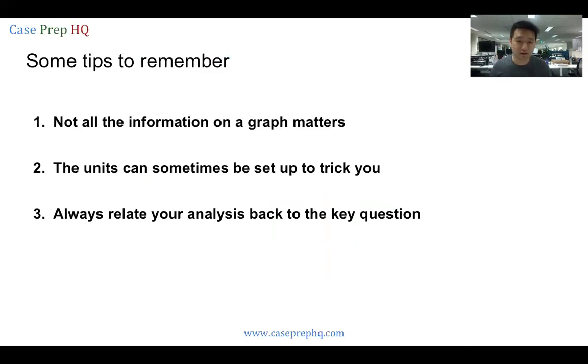Some final tips that should differentiate a good candidate from a great candidate: number one, not all the information on a graph matters, or not all the data given to you matters. In fact, it's quite common that an interviewer will give you more data than is necessary to throw you off as a red herring. This is because when you're working as a consultant, the client won't just give you the data that's insightful to your question. Sometimes they won't give you that much data at all, but more often than not, they'll basically open all their data to you.